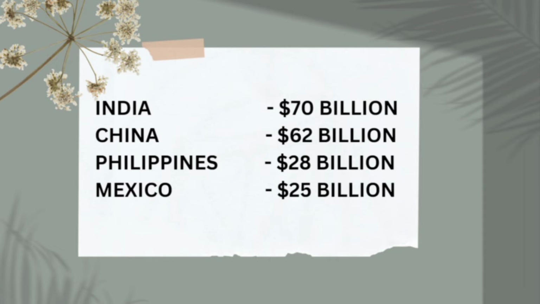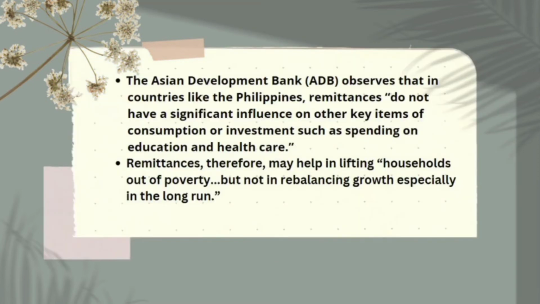However, there are serious concerns regarding the economic sustainability of those who rely on migrant monies. The Asian Development Bank observes that in countries like the Philippines, remittances do not have a significant influence on other key items of consumption or investments such as spending on education and healthcare. Remittances, therefore, may help in lifting households out of poverty, but not in rebalancing growth, especially in the long run.